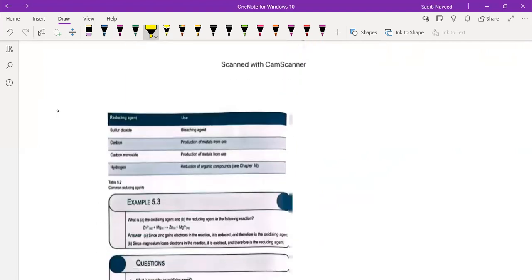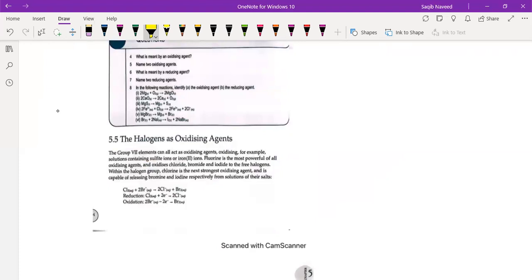So what are the common reducing agents? Sulfur dioxide, carbon, carbon monoxide, hydrogen in different compounds. So here is an example for you. The answer is there, so you can solve it. So quickly, what is meant by oxidizing agent? We just discussed. Name 2 oxidizing agents. You can even name 5, 10. What is meant by reducing agent? Name 2 reducing agents. And question number 8, you are going to solve and then send it to me as homework.